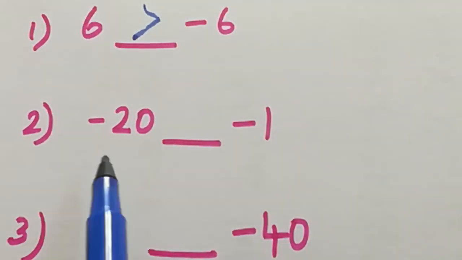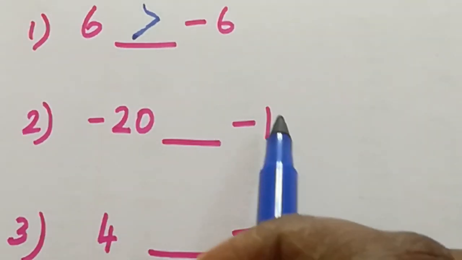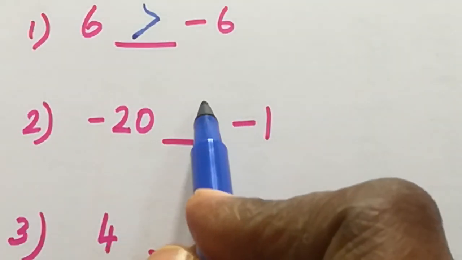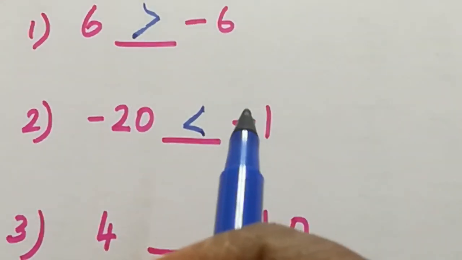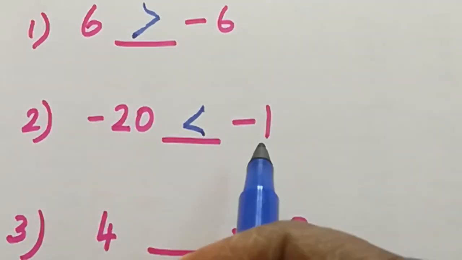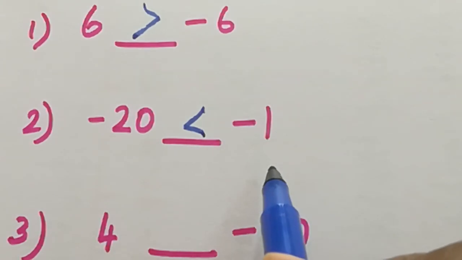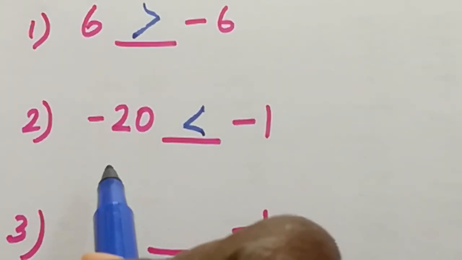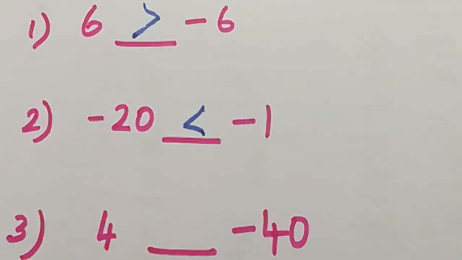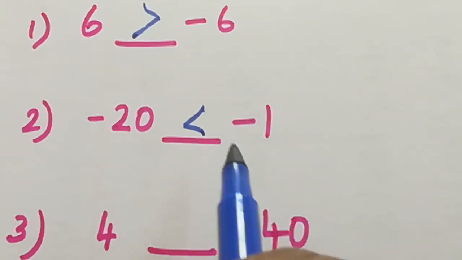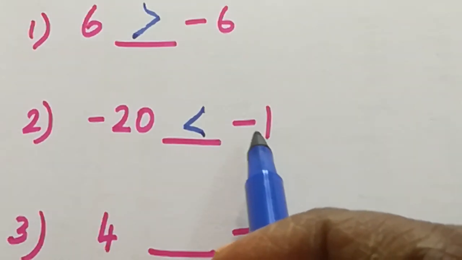When you compare two negative numbers, the number which is smaller is greater, isn't it? So minus 1 is greater because minus 1 lies to the right side of the number line. When you compare it, you can draw and check it. Minus 1, minus 2, minus 3, and only then minus 20 comes. So minus 20 comes on the left side. The right side number is always greater, so minus 1 is greater.